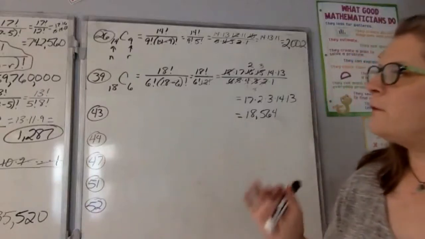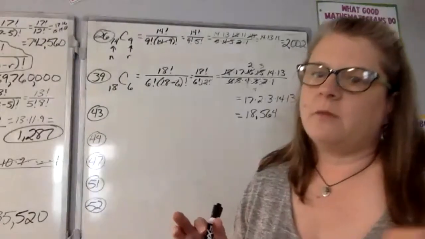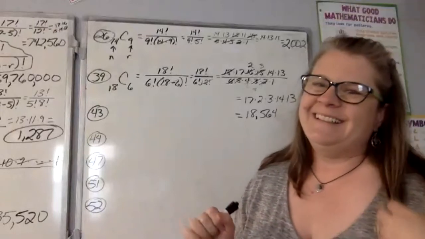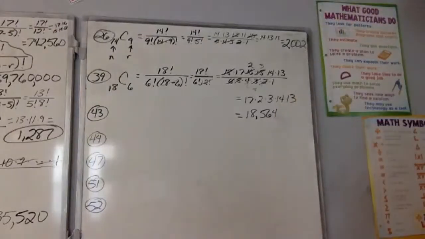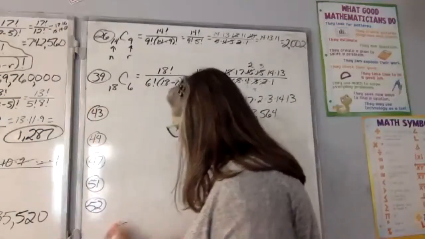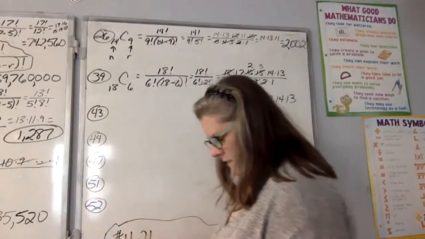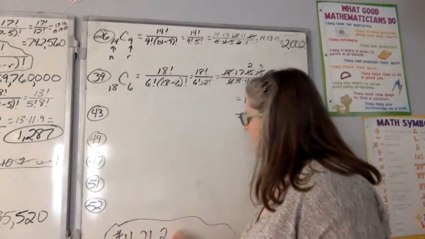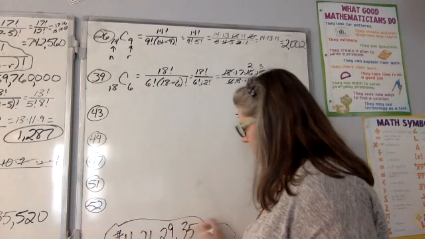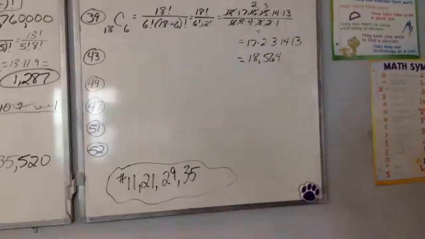Okay, there are 4 that we skipped that you all have to go back and try on your own, and we'll check those answers tomorrow. Does everybody see which ones we skipped? We skipped number 11, number 21, number 29, and number 35. Those are the ones that we skipped that you'll have to go back and do.